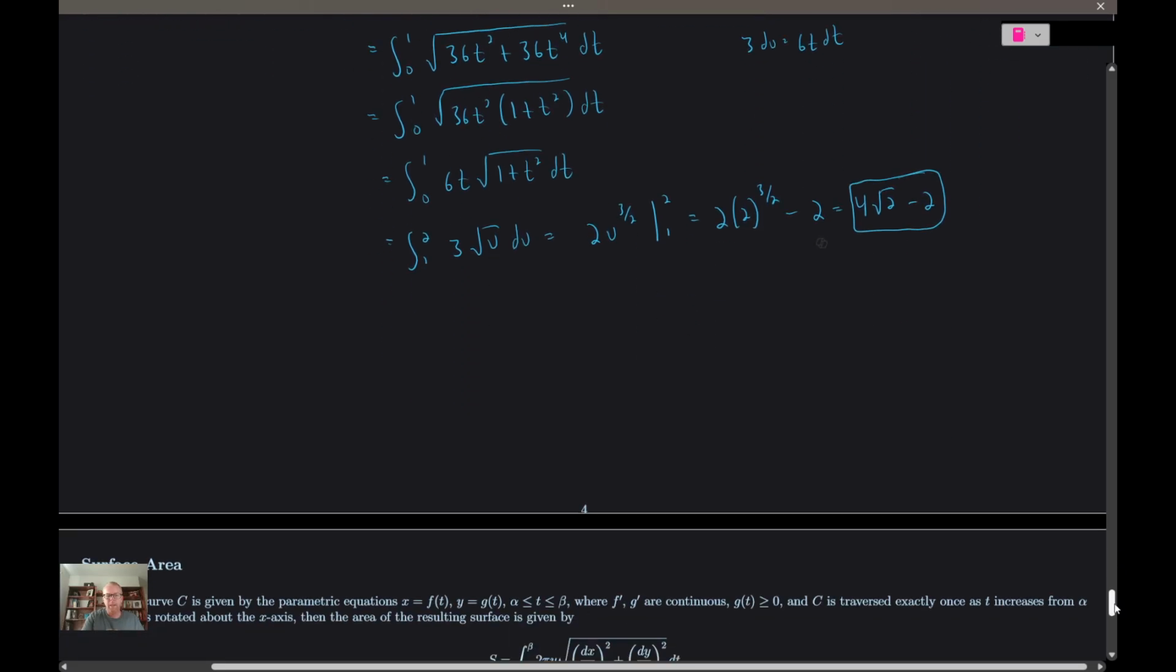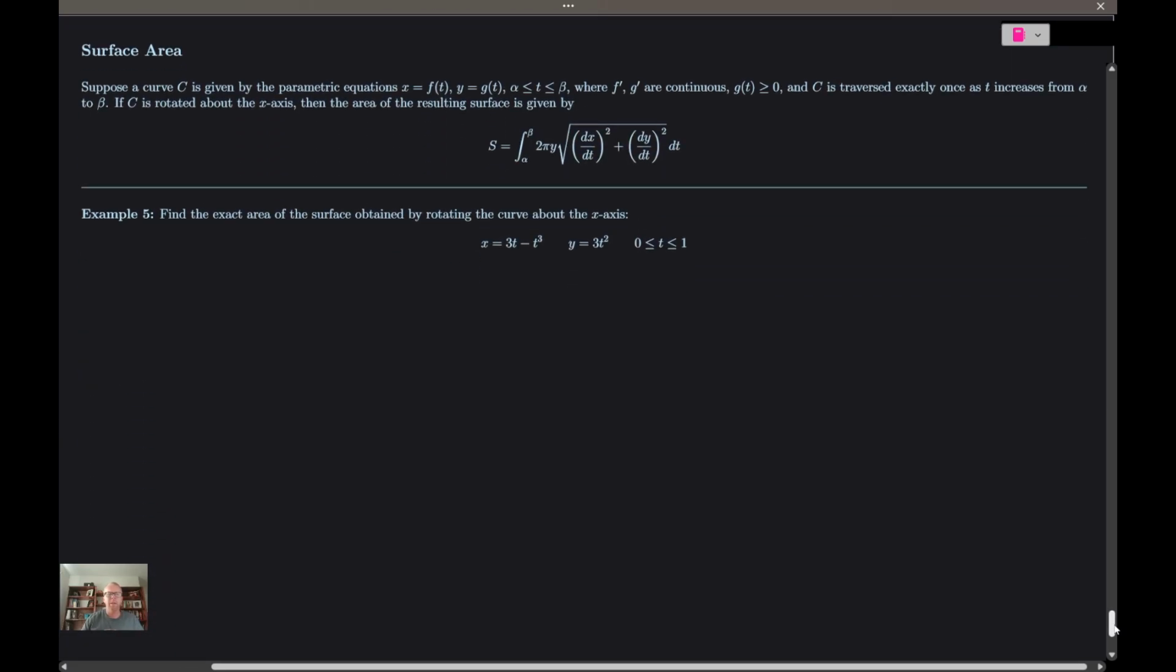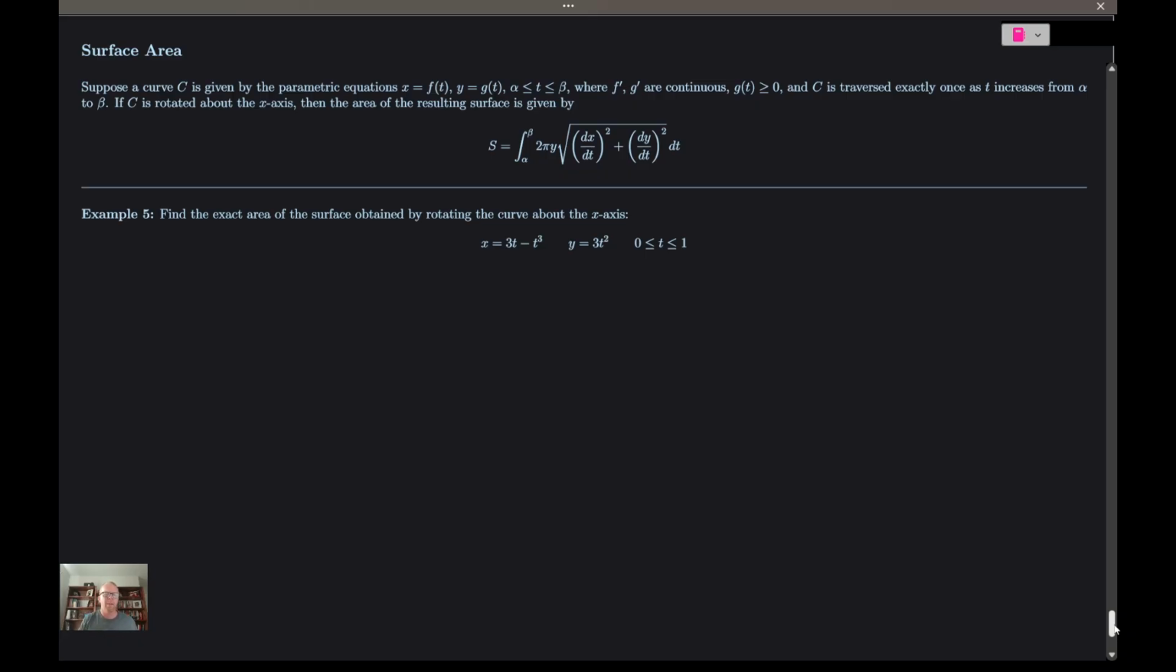All right, then the last one we'll look at is the surface area, which again, we saw in the integration part, and this is the same idea. We're going to rotate around the x-axis, and here is our surface area formula. So again, we need x prime, we need y prime. So x prime here is going to be 3 minus 3t squared. y prime is going to be 6t.